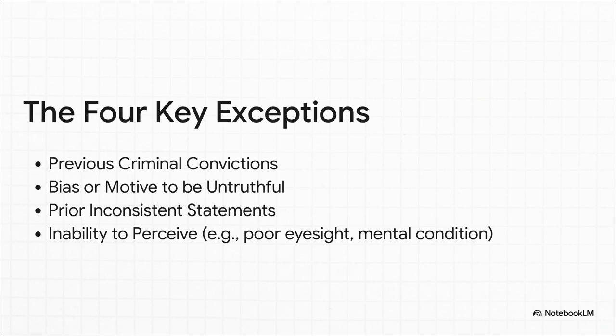If a witness denies having a criminal record, or denies being biased, or denies that they said something completely different before the trial, you can bring in evidence to prove they're wrong. Same goes for showing they have a condition, maybe terrible eyesight or a mental issue, that means they couldn't possibly have seen what they claim they saw. These things are seen as so fundamental to a witness's trustworthiness that they override the rule.